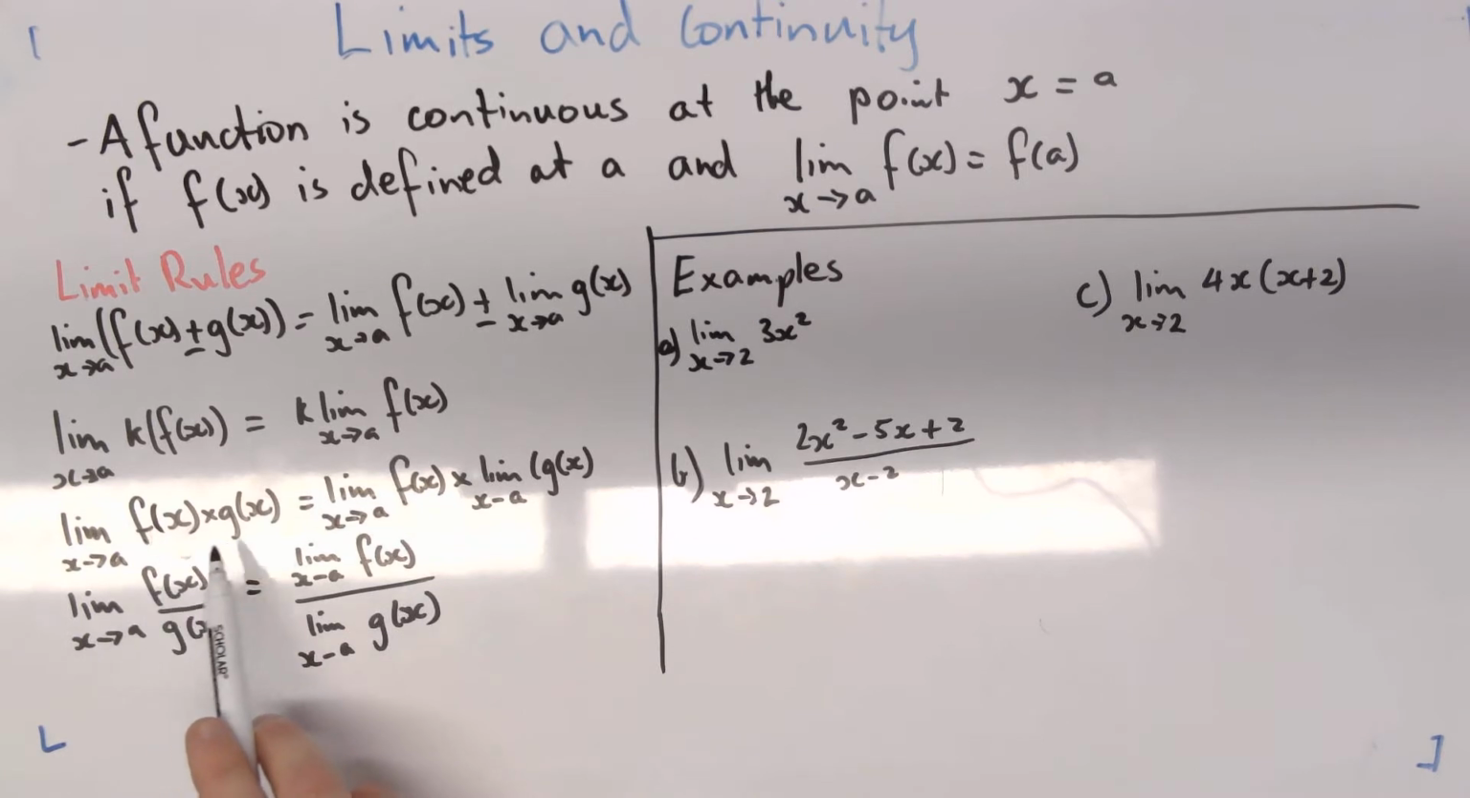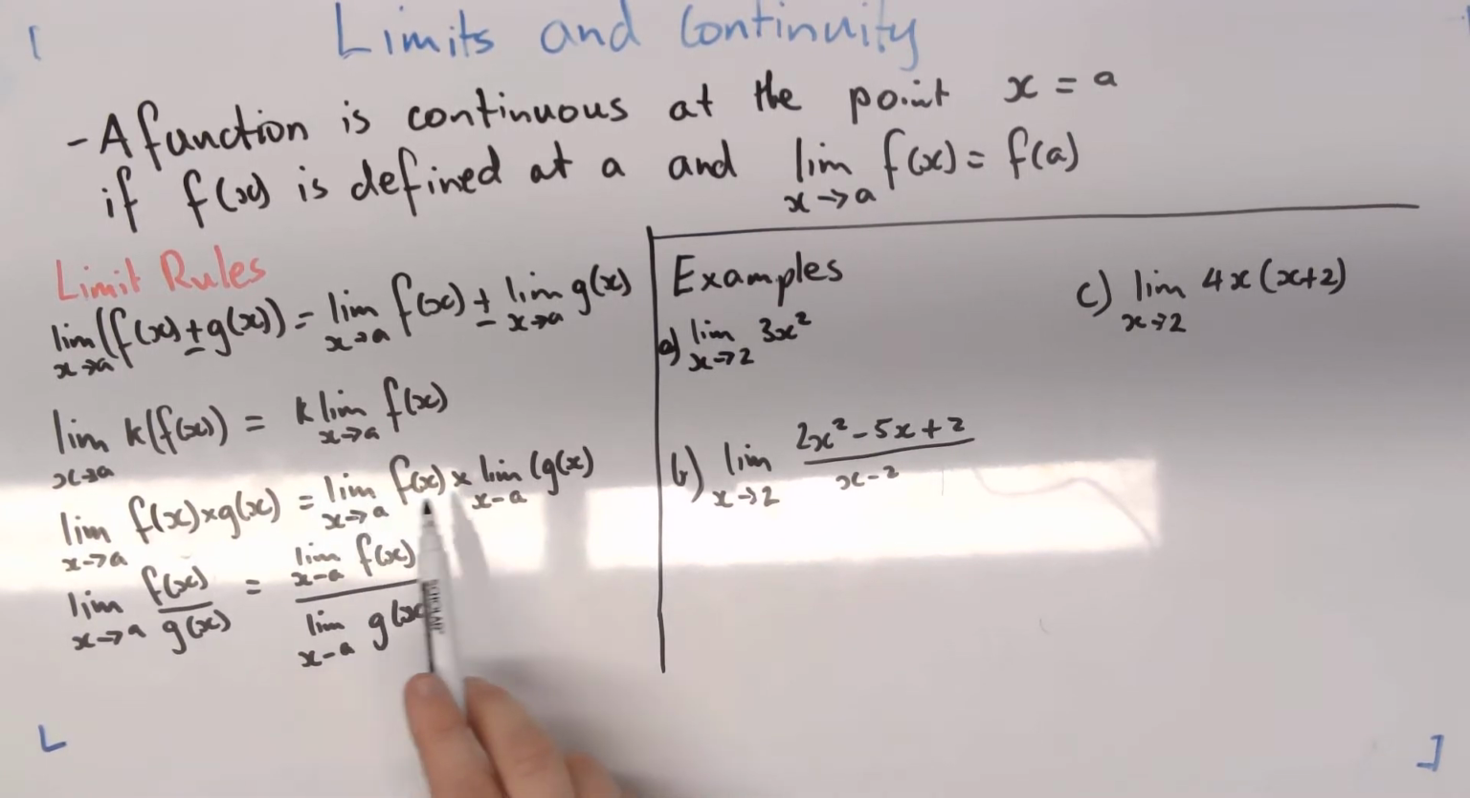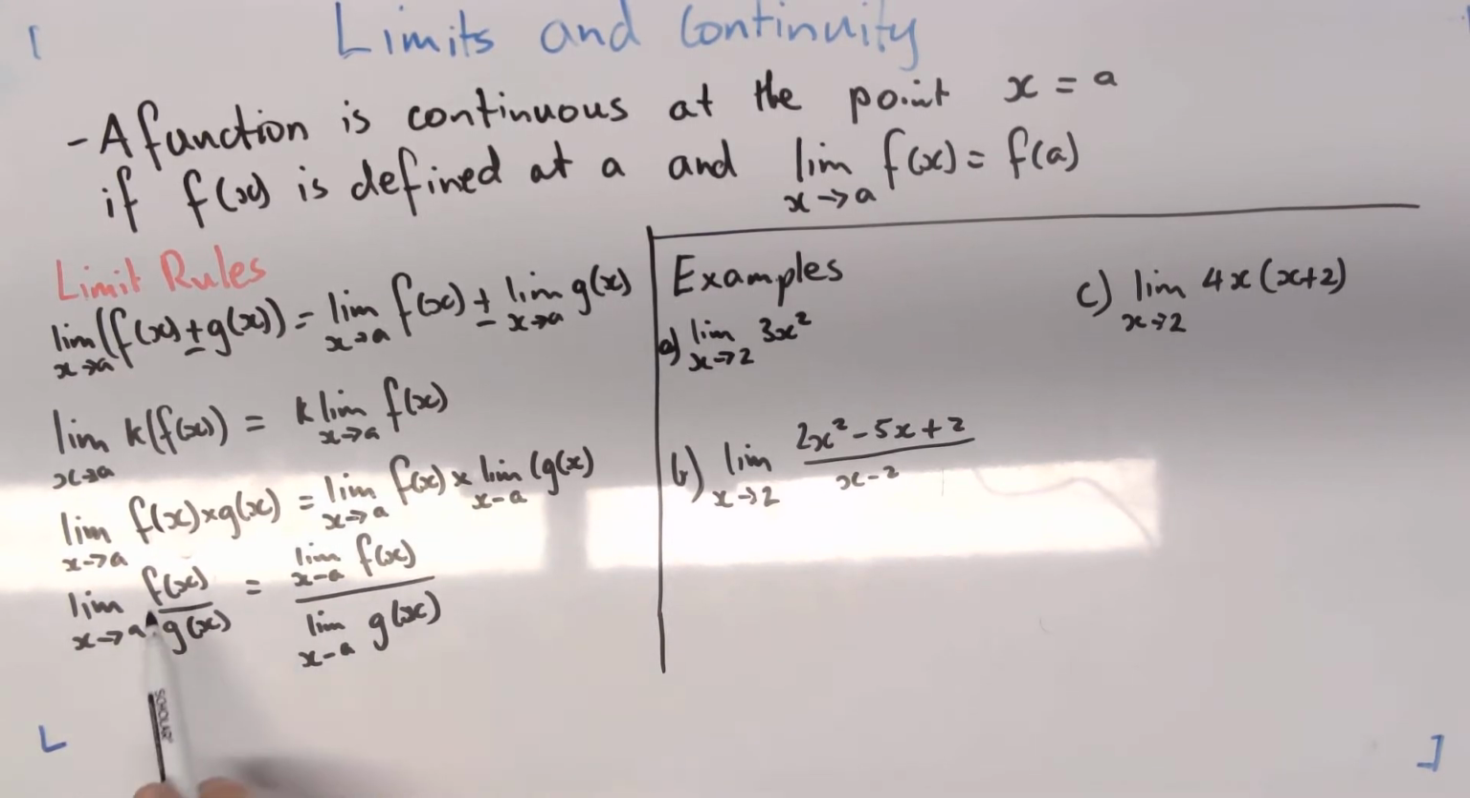Similarly, if we've got two functions multiplied together within our limit, then we can do each one separately. And the same is true for when we divide our functions. So the limit as x approaches a of f of x on g of x, we can do each one separately and do the division. I've got a couple of examples here to have a look at.